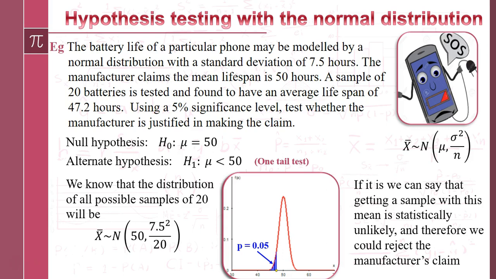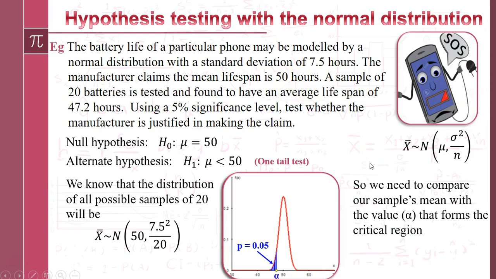So we want to know how likely it is to get a sample mean of 47.2 given that our average is 50. So what we're going to do is compare the sample mean from our sample with the distribution of the samples. And what we need to do is come up with this value here at the bottom of the screen, alpha, and see what our cutoff point is. Will our sample end up in that blue area on the graph?